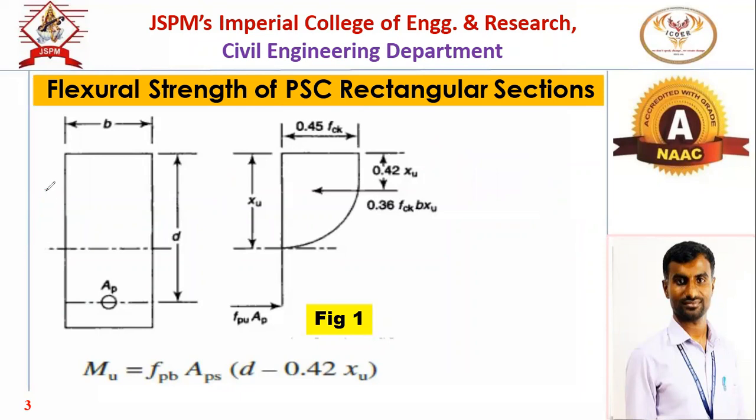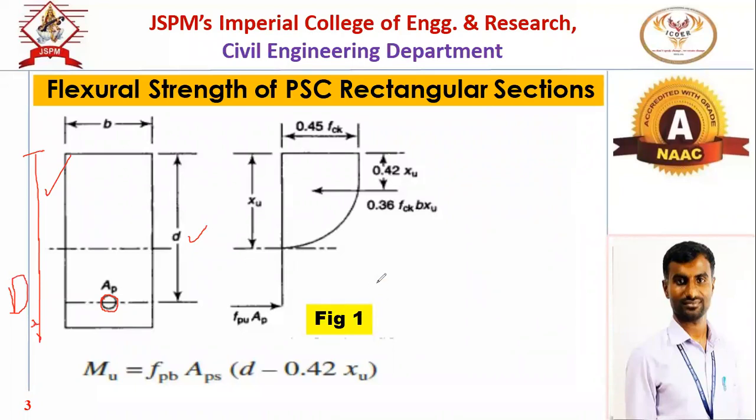Now this is the rectangular section having the cross section B into D. This is the cross section, and this is the location of the tendon. This is the pre-stressed steel, that may be called tendon or the cables in the pre-stressed structure. So this is the location of the steel, and this is the effective depth, small d, and the overall depth of this particular section is the capital D. Then the effective depth will be small d.